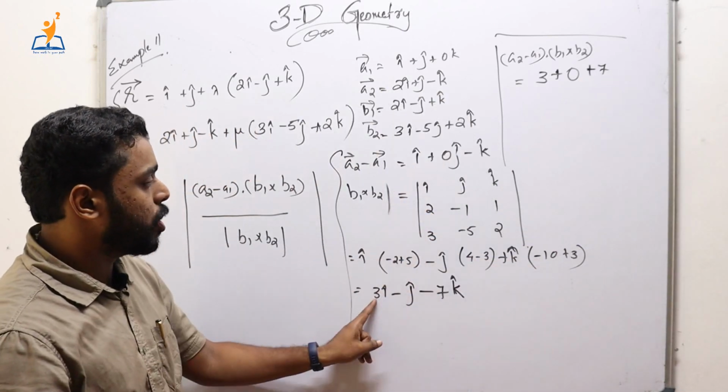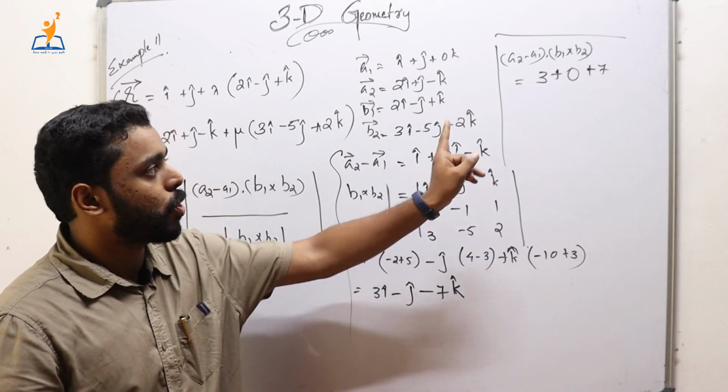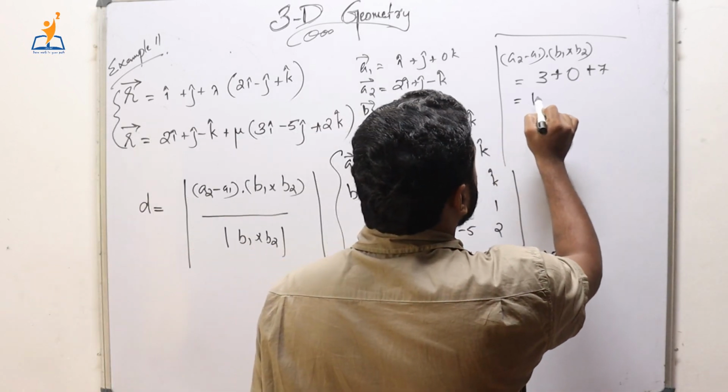a2 minus a1, 1 into 3 equal to 3. 0 into minus 1 equal to 0. Minus 1 into minus 7 is equal to plus 7. It is equal to 10.